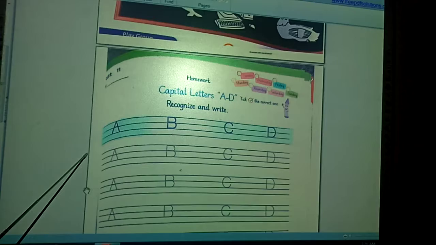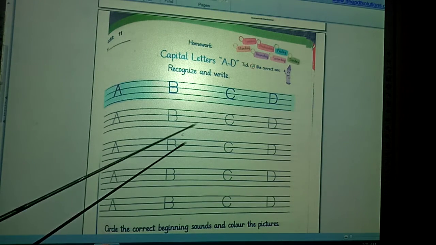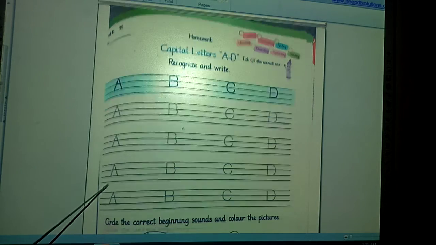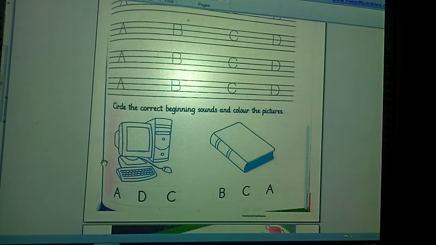Now, next page is again your home task and it is the revision of letters A, B, C and D. You have to complete this page and here is the question. Circle the correct beginning sound and color the pictures. We have to identify the pictures and then its relevant letter and we have to color the relevant pictures. For example, the first picture is of computer. So what is the beginning sound of computer? The beginning sound of computer is K. C, K, computer. We will circle C. And then we will color the computer gray.